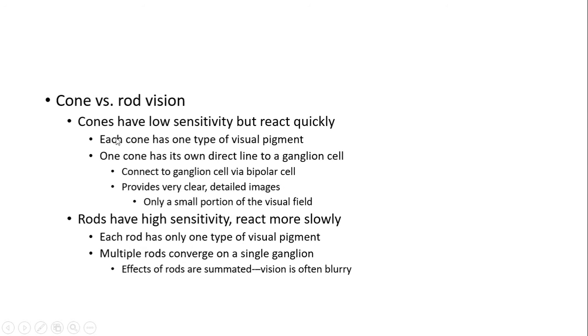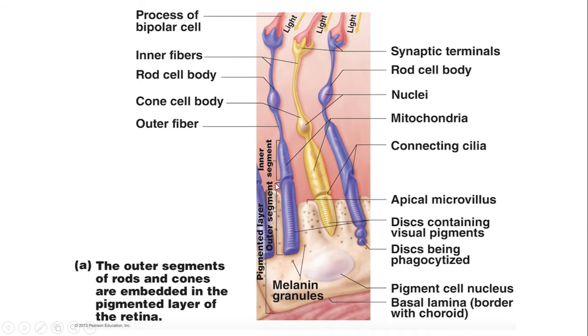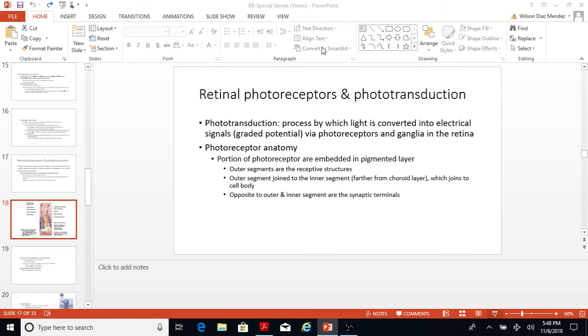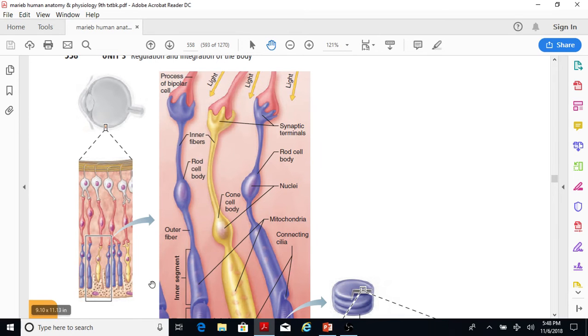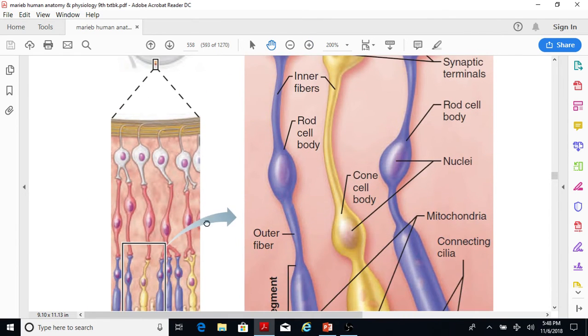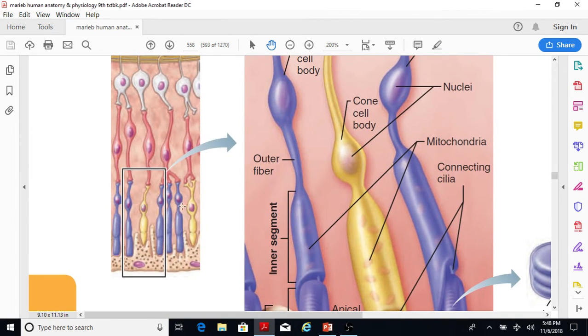Each cone has one type of visual pigment. We already talked about the red, the blue, and the green, so each cone has its own specific visual pigment. One cone has its own direct line to a ganglion cell. This is not the best picture to look at because each one has one direct line, so if I jump to the textbook here, the best representation is this over here. You notice that each cone has its own bipolar cell. This cone has its own bipolar cell, and this cone has its own bipolar cell.